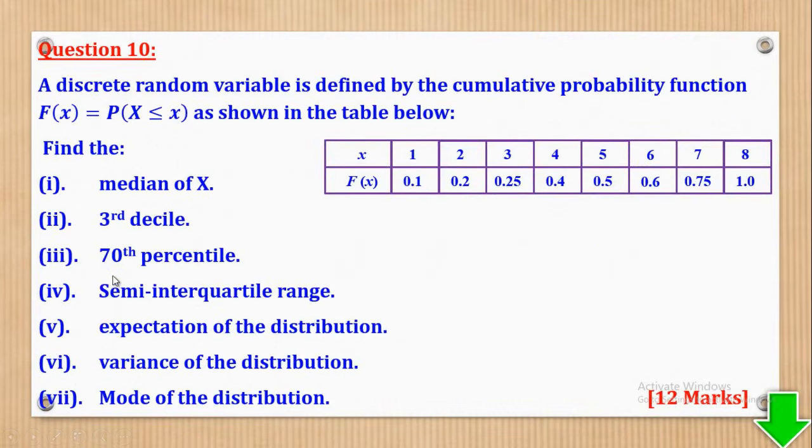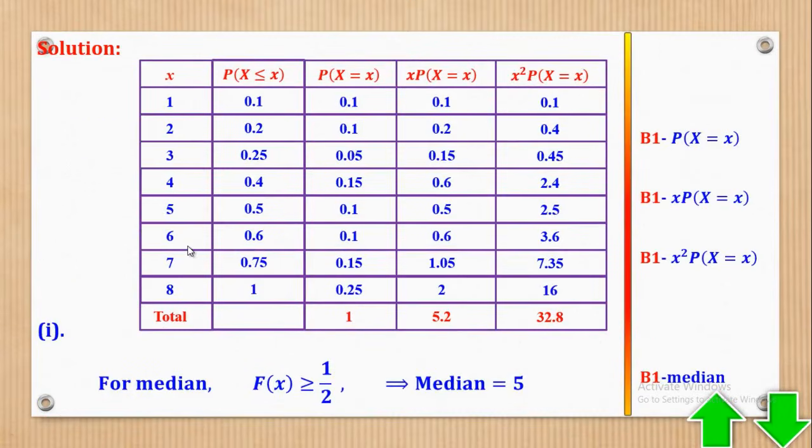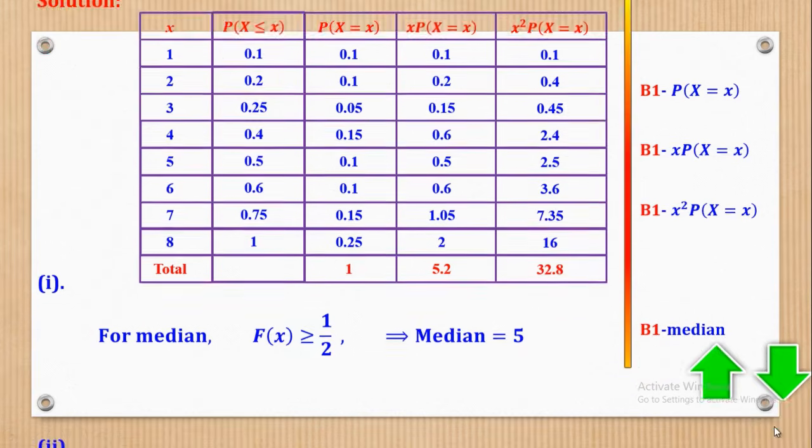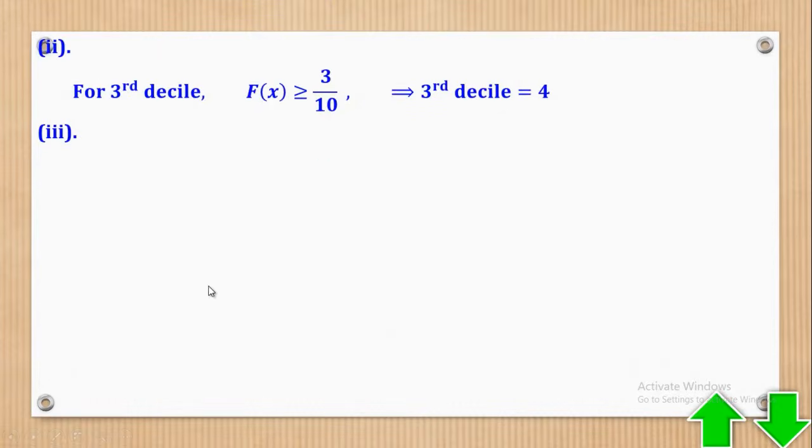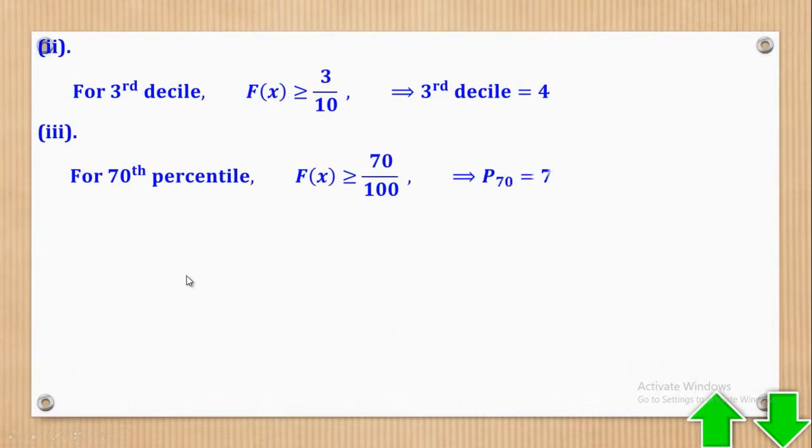Roman 3, they wanted 70th percentile. So 70th percentile is 70 over 100, which is 0.7. So this one is smaller, this one is smaller, and so on, but this one 0.7 is within this, meaning that the corresponding value of x is our 70th percentile. So we shall come here and state that the 70th percentile is equal to 7.